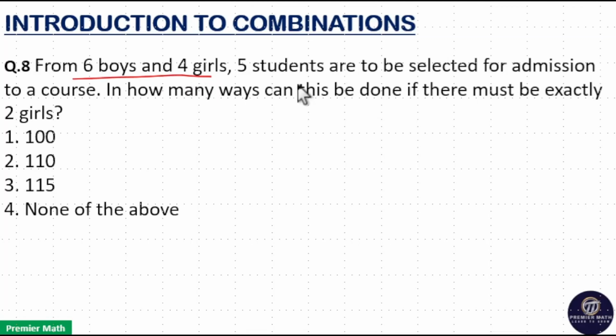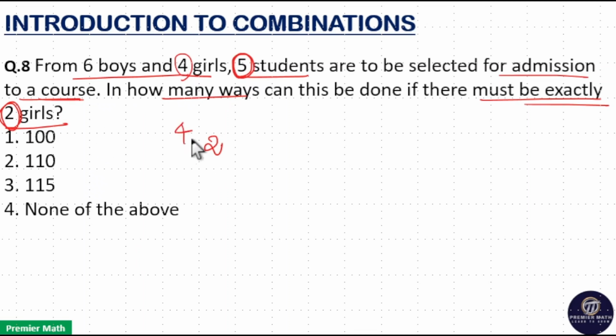From 6 boys and 4 girls, 5 students are to be selected for admission to a course. In how many ways can this be done if there must be exactly 2 girls? Exactly 2 girls means only 2 girls can take admission to this course. There are 5 students selected for this course. So out of this, 2 are girls. So these 2 girls are selected from the available 4 girls in 4C2 ways. The remaining 3 should be boys, which are selected from the 6 available boys.